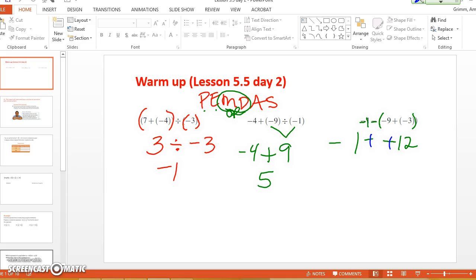Okay, all right, and so then if I owe someone $1, but I have 12, then I have 11 in my pocket. Okay, questions on those 3? Good? All right.